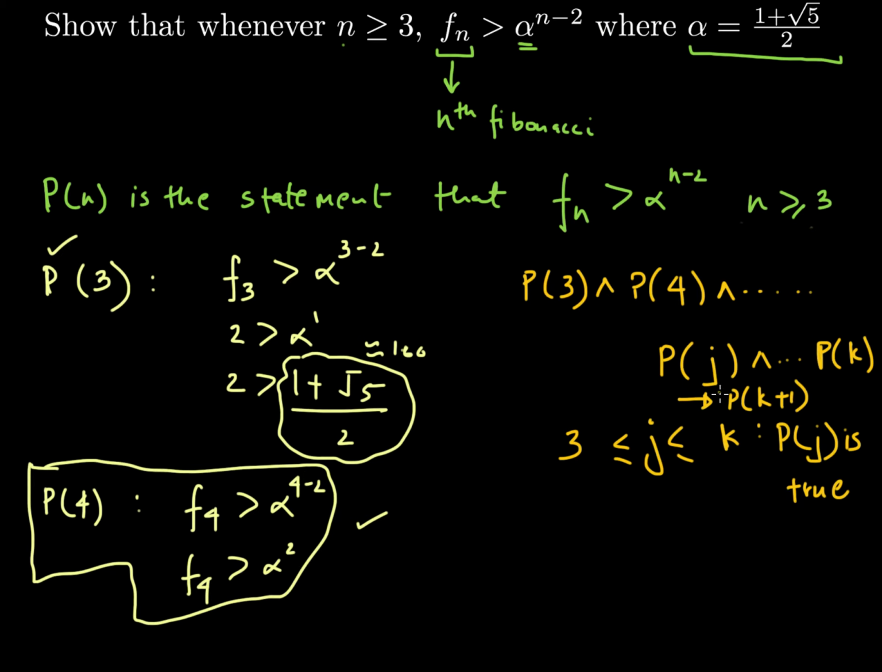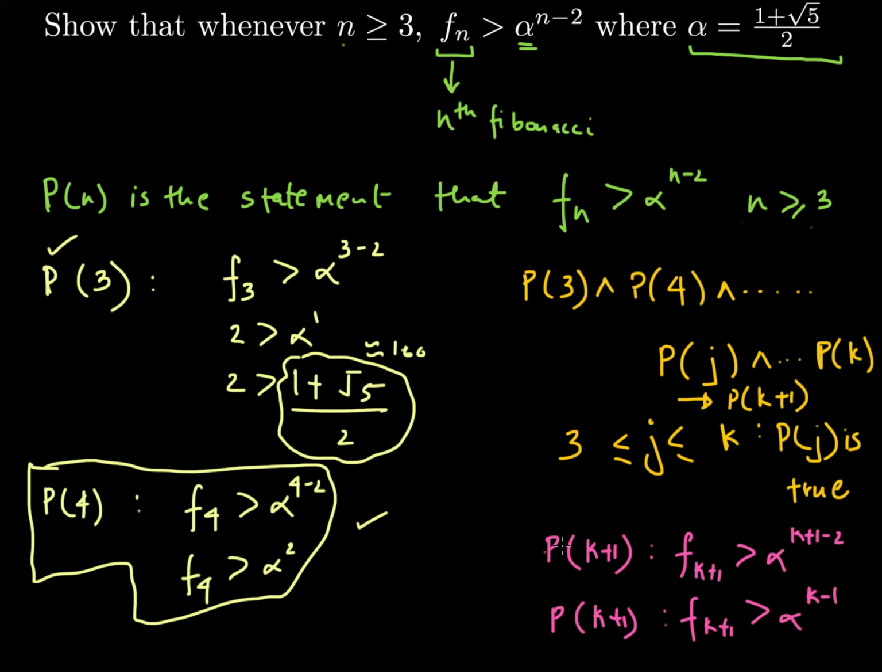Okay, so that's the inductive hypothesis. And what I want to show you is P of k plus 1 is also true, which means that I would now like to show P of k plus 1, which is the statement that if I go into my expression P of n and I replace n with k plus 1, f of k plus 1 is greater than alpha to the power of k plus 1 minus 2, which is alpha to the power of k minus 1. Okay, this is something that I would like to show you.